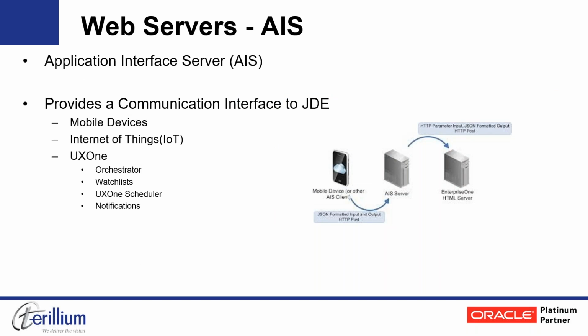The AIS is kind of a relative newcomer to the systems. It'll become a major part of the UX1 functionality that's come out lately with the 9.2 tools releases. AIS has always handled mobile devices, so phones and iPads can go through the AIS, as well as Internet of Things and UX1. So any work for your orchestrators, watch lists, your UX1 schedule, all of these items communicate first through the AIS server, which then translates it into information to process through the Enterprise One HTML server.